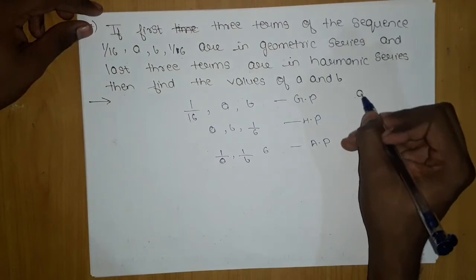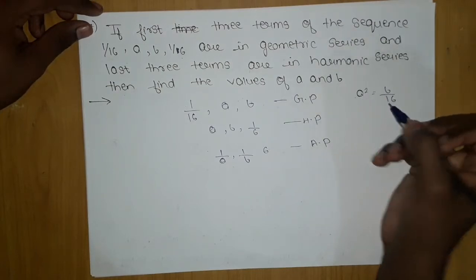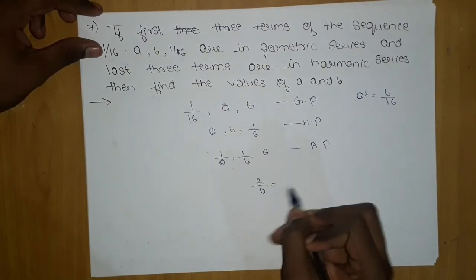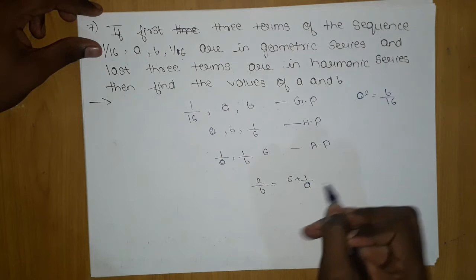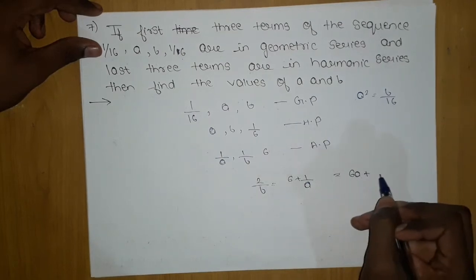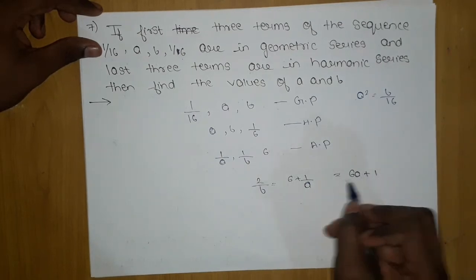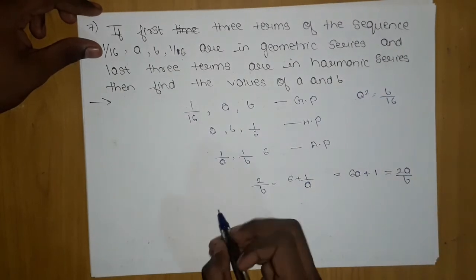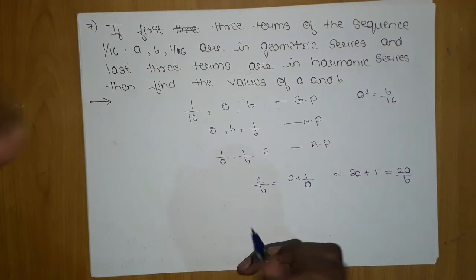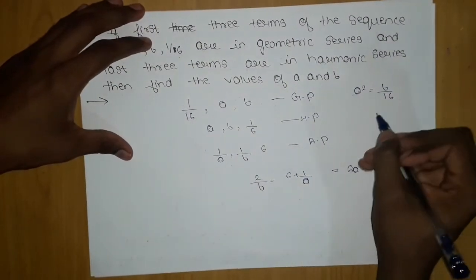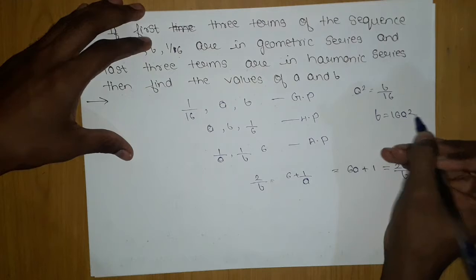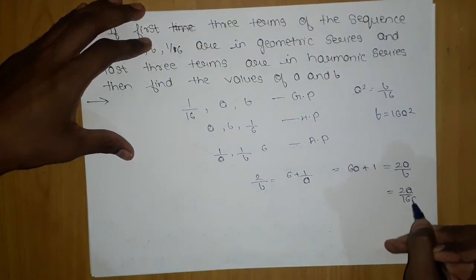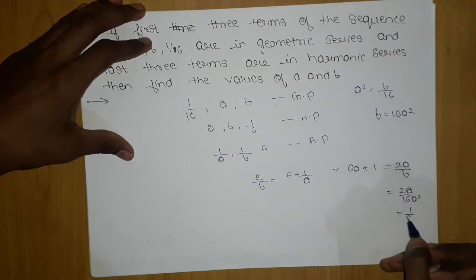So it is very clear, a square will be b by 16, very easy. And from this I can write that 2 by b is nothing but 6 plus 1 by a, which gives me 6a plus 1 should be equal to 2a by b. After this step, can I substitute the b value? From here b is nothing but 16a square. If I substitute this value, I have 2a by 16a square, which gives me nothing but 1 by 8a.